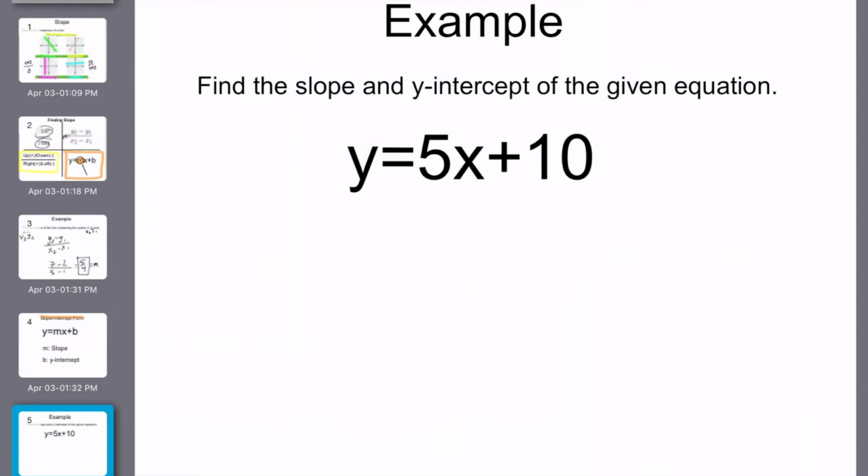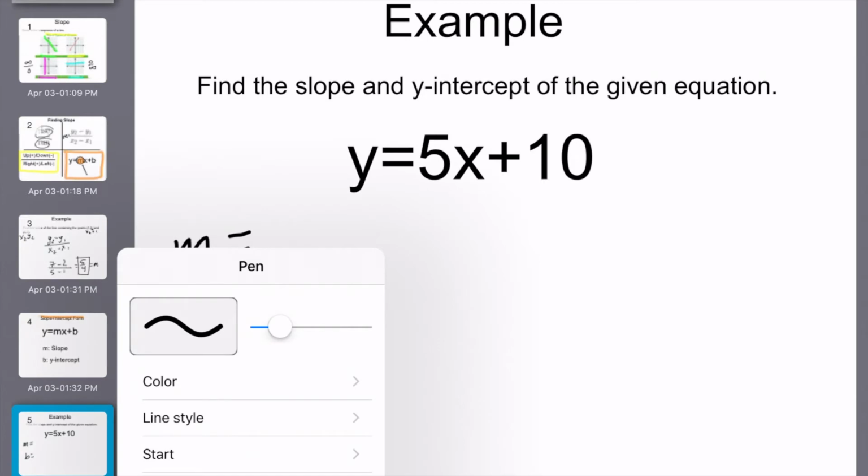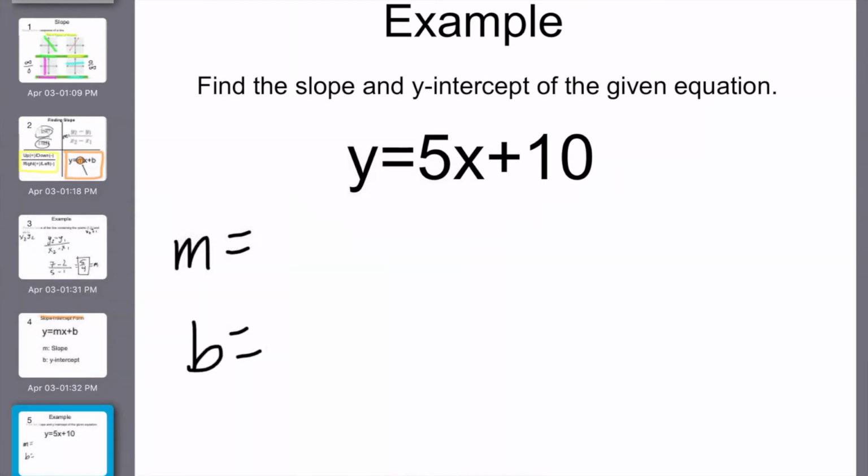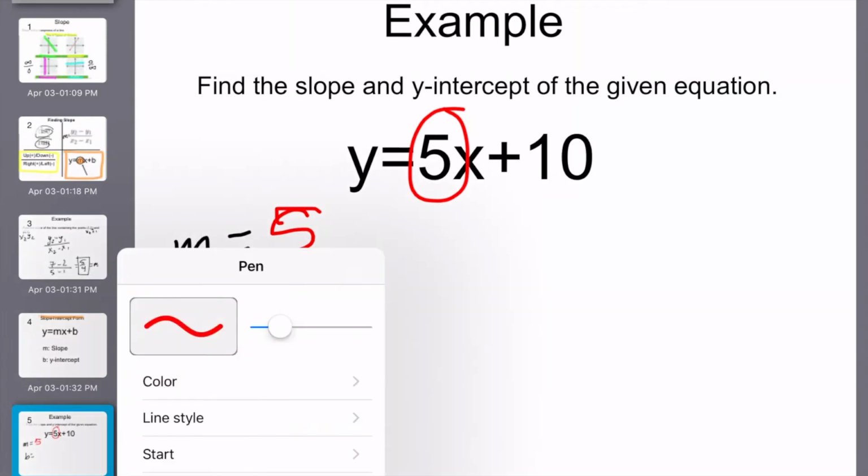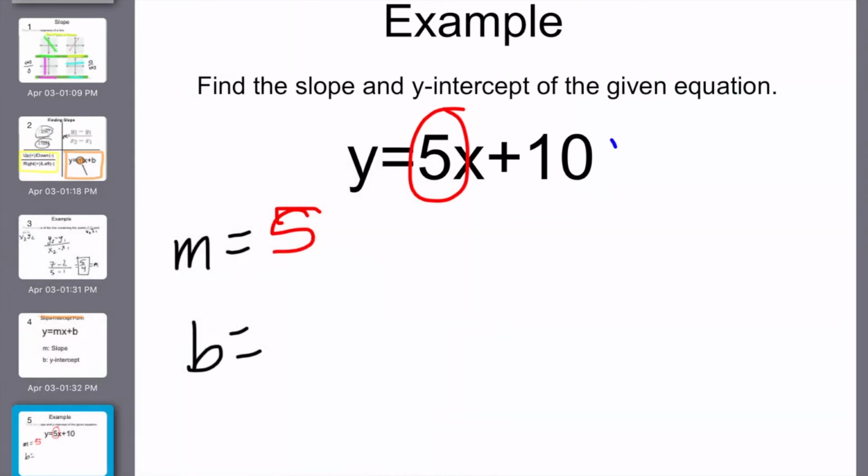Find the slope and the y-intercept of the given equation. This is clearly written in slope-intercept form. So what I need to do is I'm trying to look for my m and I'm looking for my b. I can see here that my m is 5 because it's right next to my x. And I can see that my b is positive 10. This was everything that the question was asking for, and it was already given to us in slope-intercept form. Let's try another example.